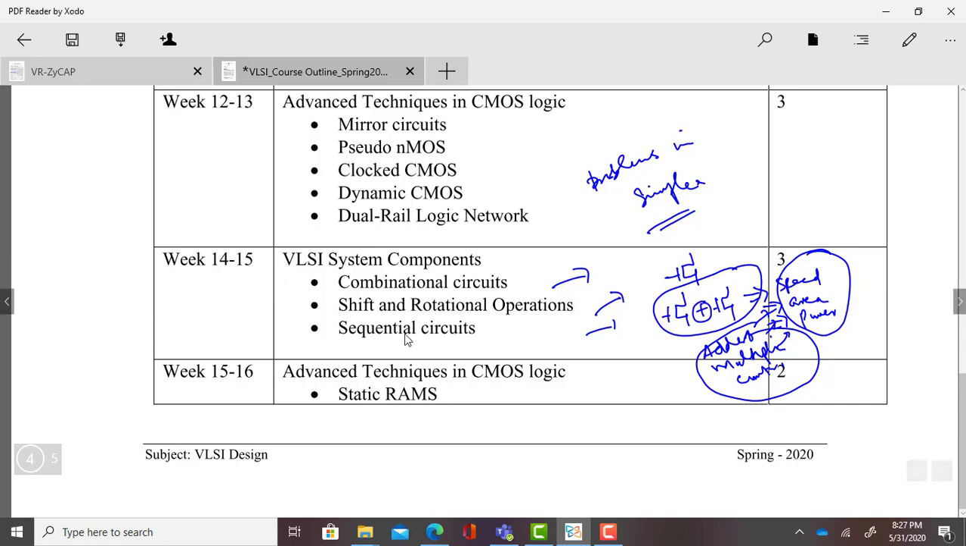And the last 2 weeks are dedicated to memories. So again, different kinds of memories, for example how we can construct ROMs, how we can construct RAMs. Okay, so this will be the last 2 weeks, and then we will review the course, and that's it for the course description file.